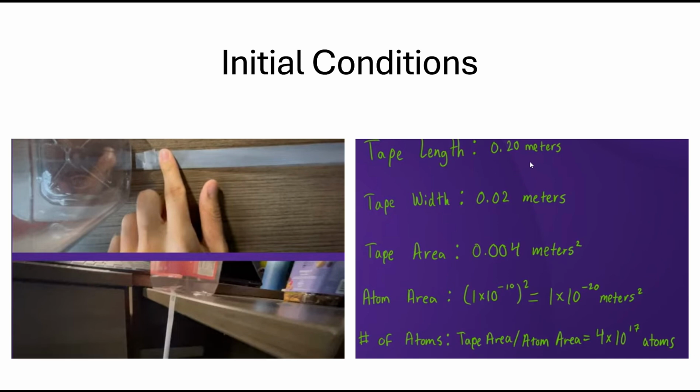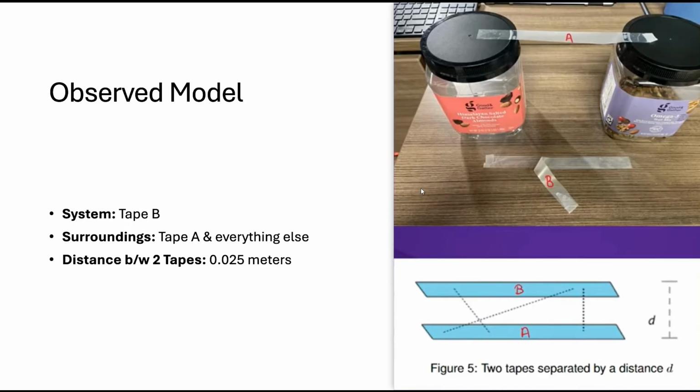Tape length was 0.2 meters. Tape width was 0.02 meters. Tape area was 0.004 meters squared. Atom area was 1 times 10 to the negative 10th squared. And you can see what that would look like. And the number of atoms, you get that by doing tape area over atom area, which equals 4 times 10 to the 17th atoms.